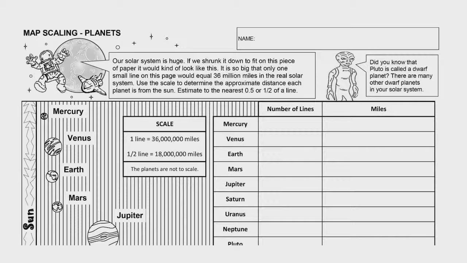I mean, our solar system is huge, and it is very difficult to see how big it really is without a smaller version to look at. So let's take a look at the directions.